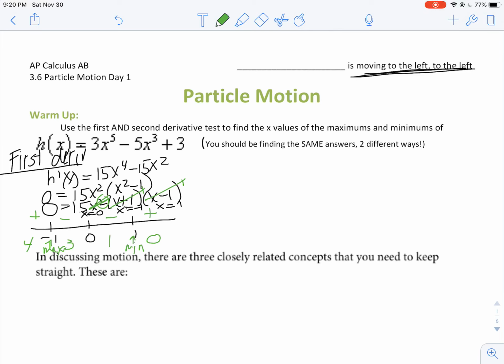And this just asks us to find the x value, so I don't have to worry about subbing back in to get the y values. So relative max at x equals negative 1 and relative min at x equals 1. Didn't say to justify, but if it did, I would say relative max at x equals negative 1 because h prime of x changes signs from positive to negative. And for the relative min, I would say h prime of x changes signs from negative to positive, and I would write the whole thing out.